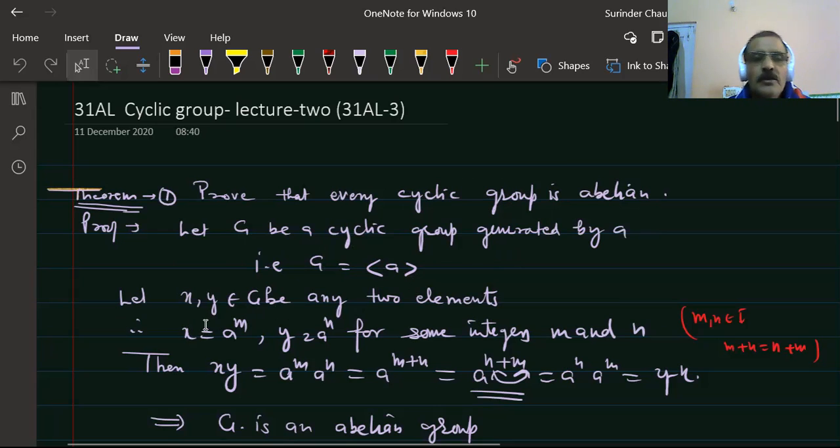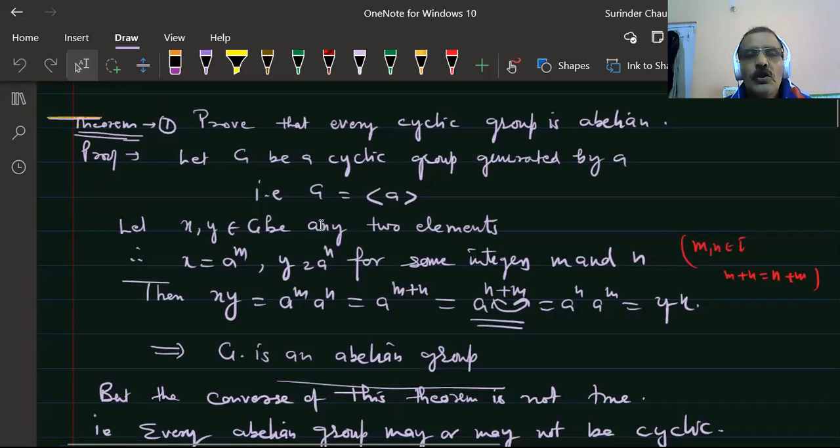So let us take two elements x and y belonging to G. Since a is a generator of G and G is cyclic, we can write x equal to a power m and y equal to a power n, for some integers m and n. The elements of the cyclic group G generated by a are a, a squared, a cubed, a to the 4, and so on.